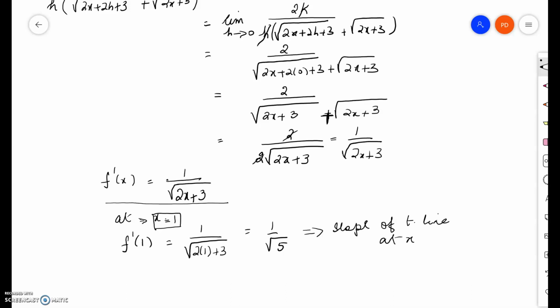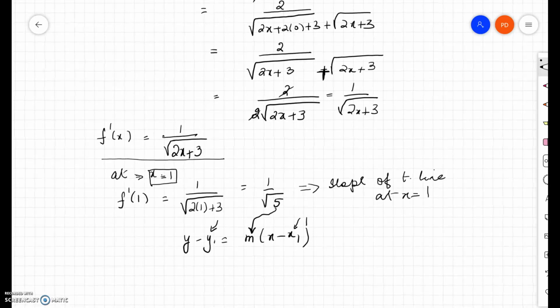So now if we had to write down the equation of the tangent line, this is how we would do it. y minus y1 equals m times x minus x1. So m is the derivative at that specific point, which is 1 over radical 5. All we have to do is evaluate y1. So now what is that?